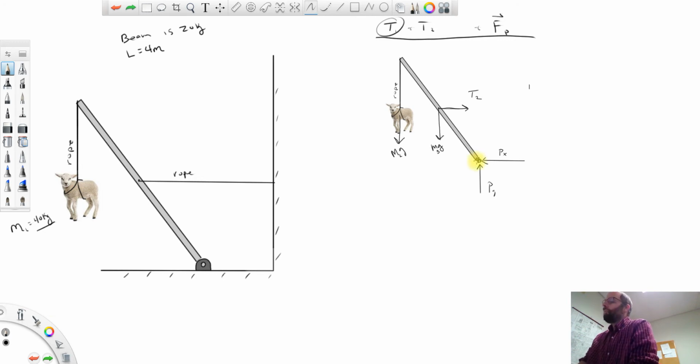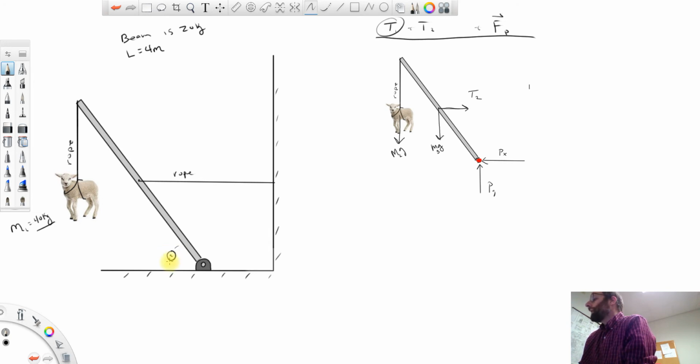torque has this nice property that any force that goes through the point you pick doesn't produce any torque about that point. So I'm going to point out that this point right here, the red dot where the pin is, both PX and PY go through that point. So any torque equations that we write about that point will not have PX or PY show up.